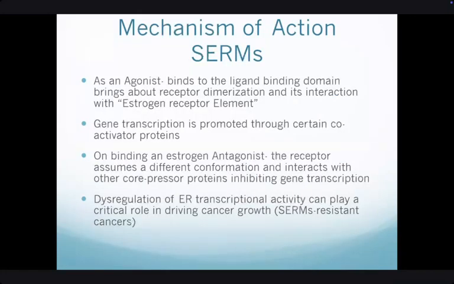As an agonist, the mechanism of action for the SERMs is that it binds to the ligand binding domain. It brings about receptor dimerization and its interaction with the estrogen response element. And then gene transcription is promoted through certain coactivator proteins that I showed you, the CoA and the CoR. On binding an estrogen antagonist, the receptor assumes a different conformation and interacts with the corepressor protein, inhibiting gene transcription. Again, even patients that are on SERMs can have cancer growth, hence we have SERM-resistant cancers. So dysregulation of the process that I've shown you also does cause cancer growth.